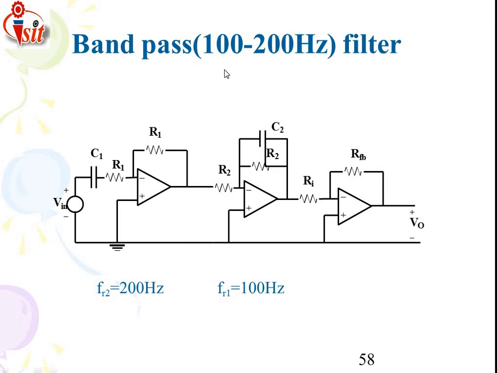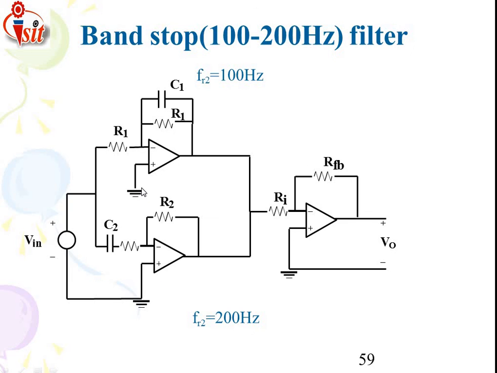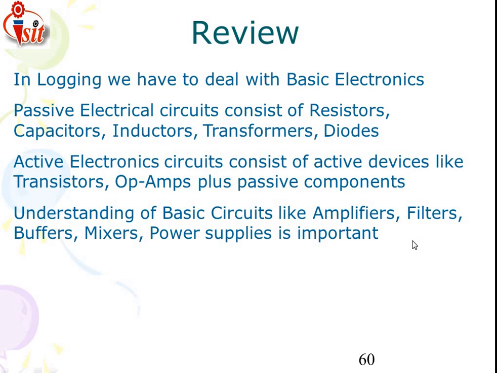Then this is a band pass filter, a 100 to 200 Hz filter, which has the components C1, R1, R2, and C2. Then this is RI and this is RFB. Here we are calculating the output voltage, and here we are giving the input to the circuit. Then this is a band stop filter. Related to this, we get our output through this circuit.